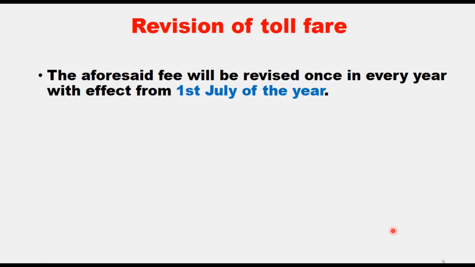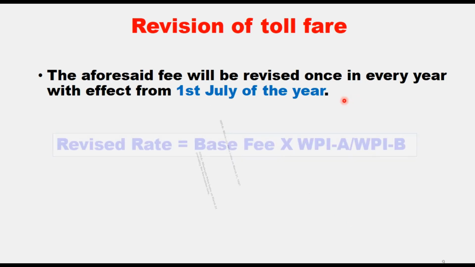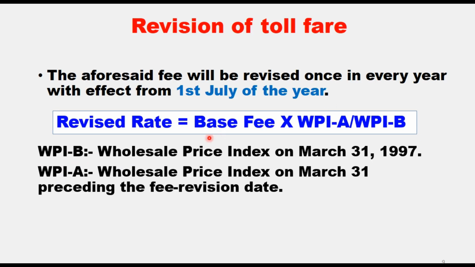There was a provision for revising the toll fare every year, and this was to be done using this equation: the revised rate will be the base fee multiplied by the ratio of the wholesale price index of the actual year and the base year. Here WPIB is the wholesale price index on March 31st, 1997, and this is the wholesale price index of the current year.